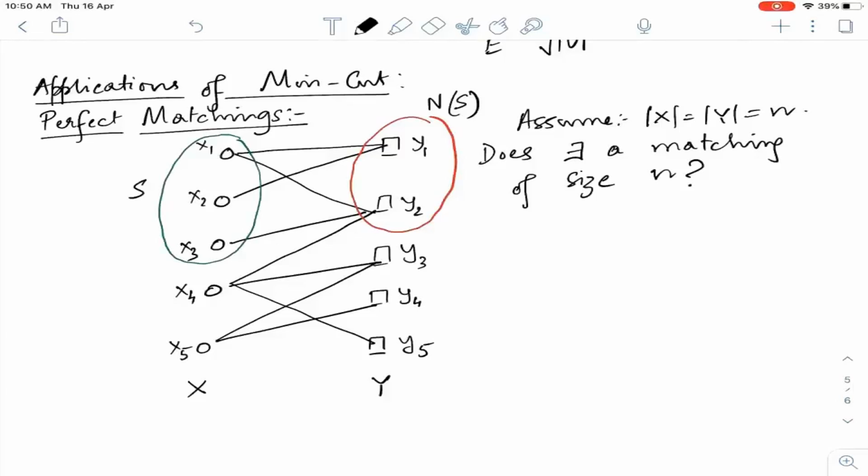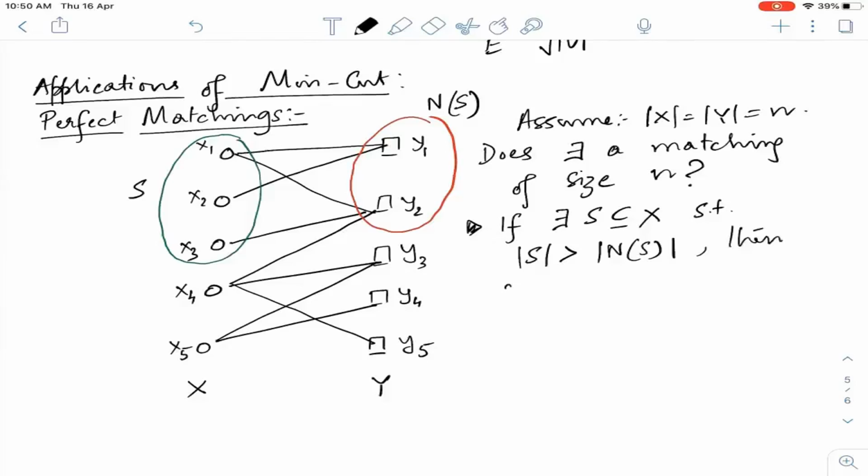So if there exists a set S belonging to X such that |S| is greater than |N(S)|, the size of the neighborhood of S, then no perfect matching. Okay, everyone okay with this?